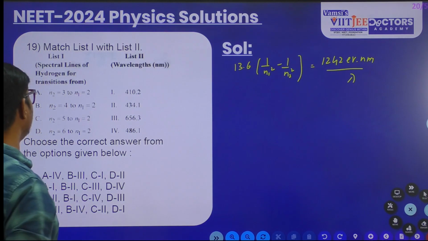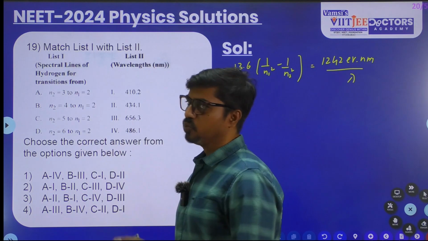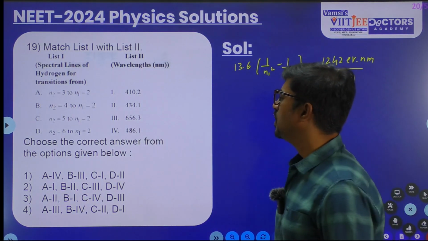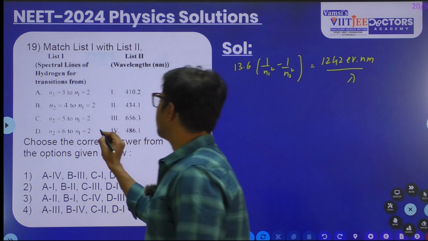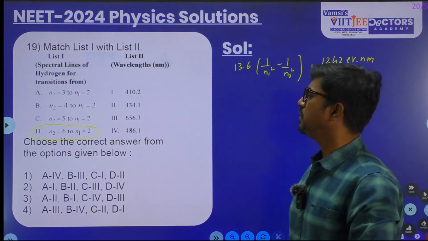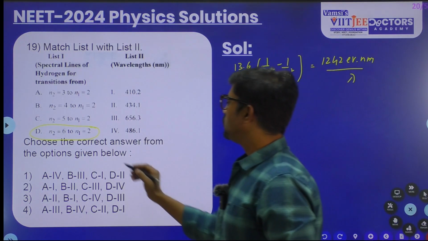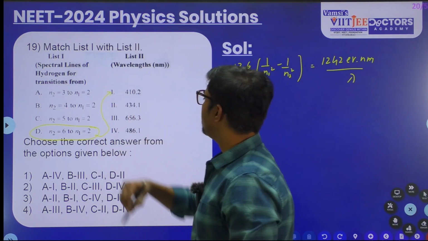But if you look at the options very carefully, you see that 3 to 2, 4 to 2, 5 to 2, 6 to 2, meaning the destination is always 2. Only the starting point is changing. And you see that the maximum energy is going to be from here, 6 to 2, the transition from the highest level to the lowest level. So maximum energy meaning least wavelength should be there.